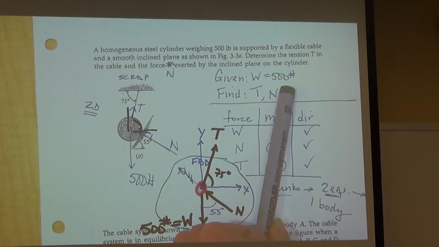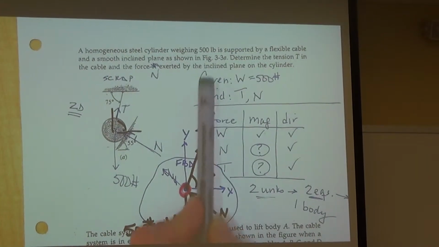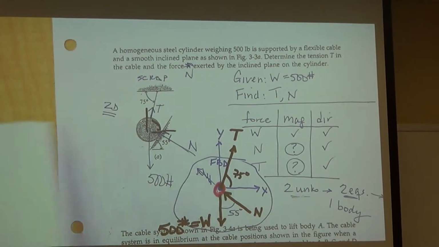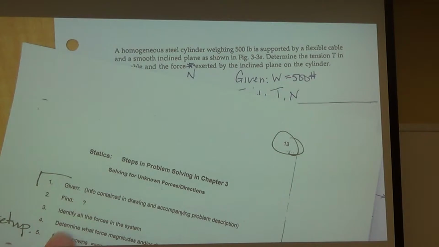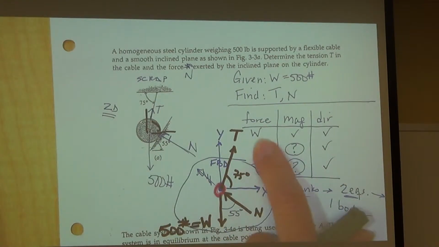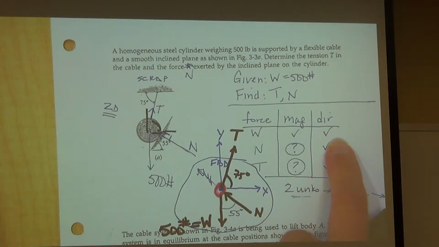W is 500 pounds, and they asked us to find the tension and the normal. So we looked at the picture, and that was it. Given, find. Next, identify all the forces. We set up a table. We realized that there's a weight, but its magnitude and direction are given.